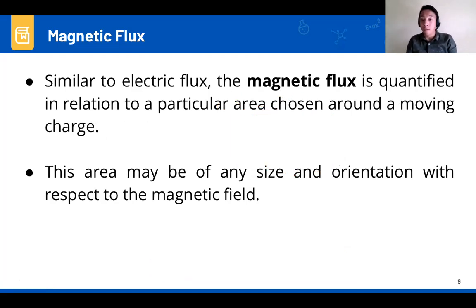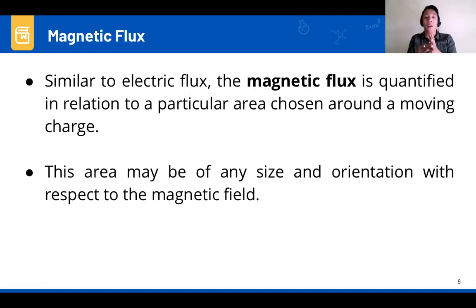Similar to electric flux, okay, the magnetic flux is quantified in relation to a particular area chosen around a moving charge. This area may be of any size and orientation with respect to the magnetic field. Okay, so it says here that magnetic flux and electric flux are the same, but not totally equal. Okay, so ang pinaka-pares lang sila is there is some barriers. Hindi naman siya barrier, para siyang cloth. Okay, nasasalain lang yung ating mga magnetic fields. Okay, so merong particular area na dadaanan yung ating magnetic field.